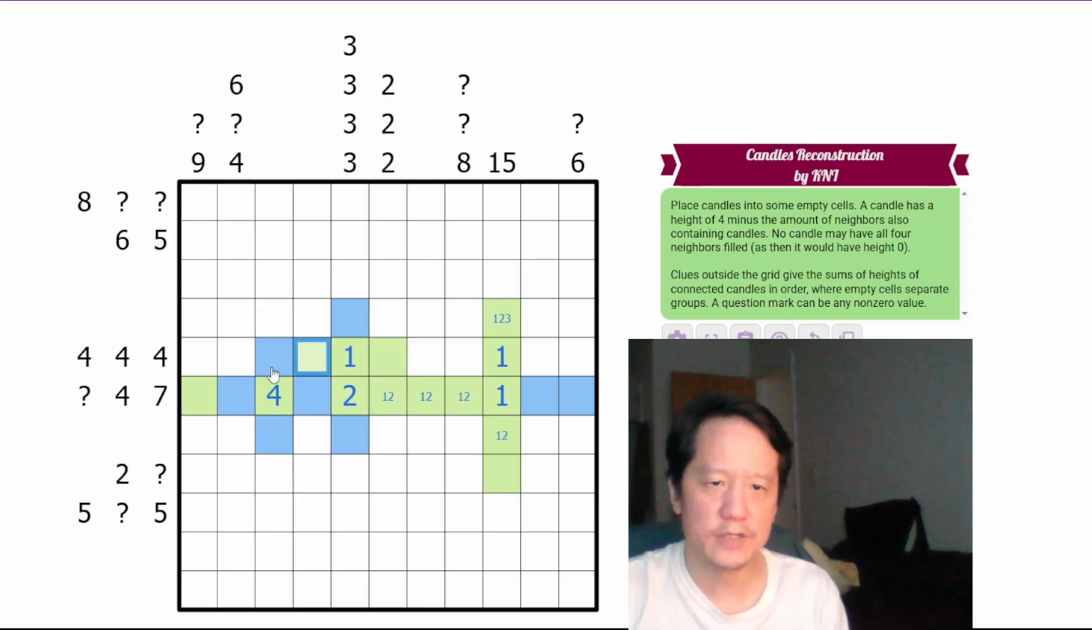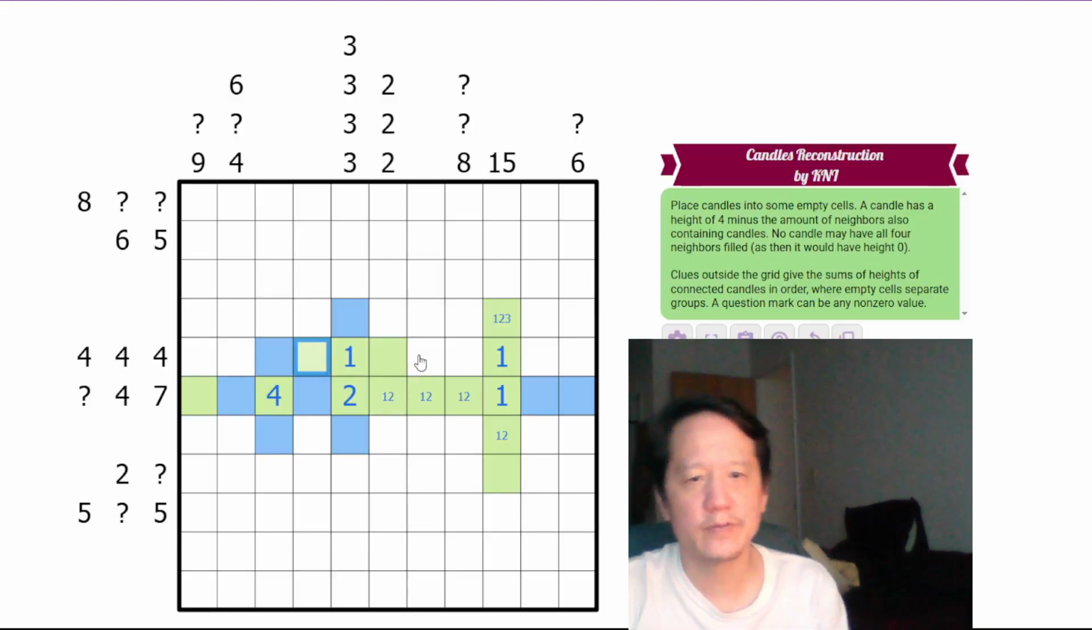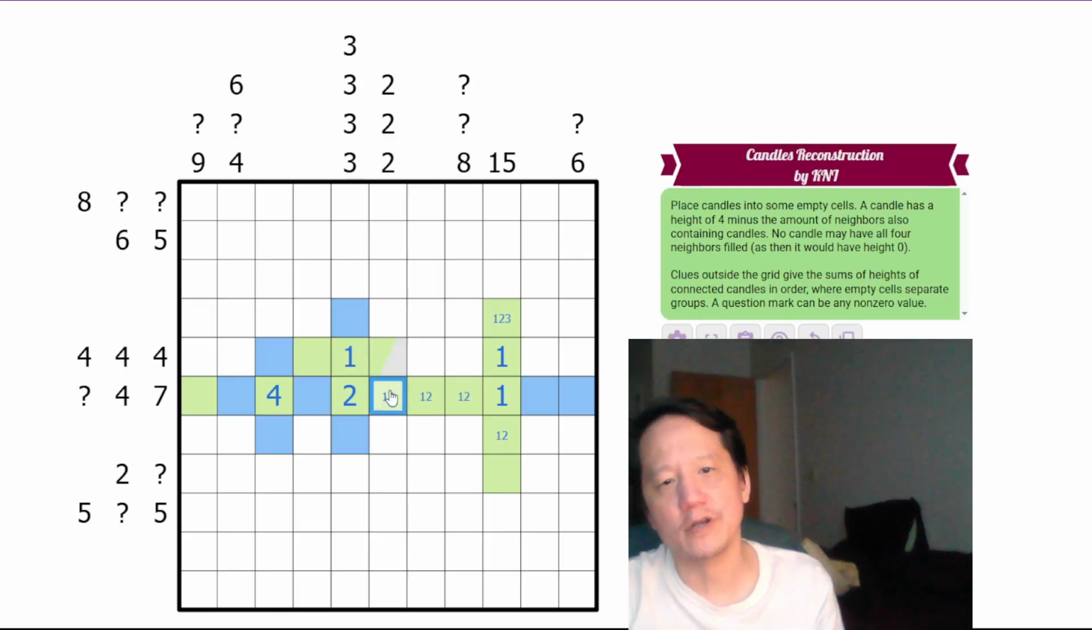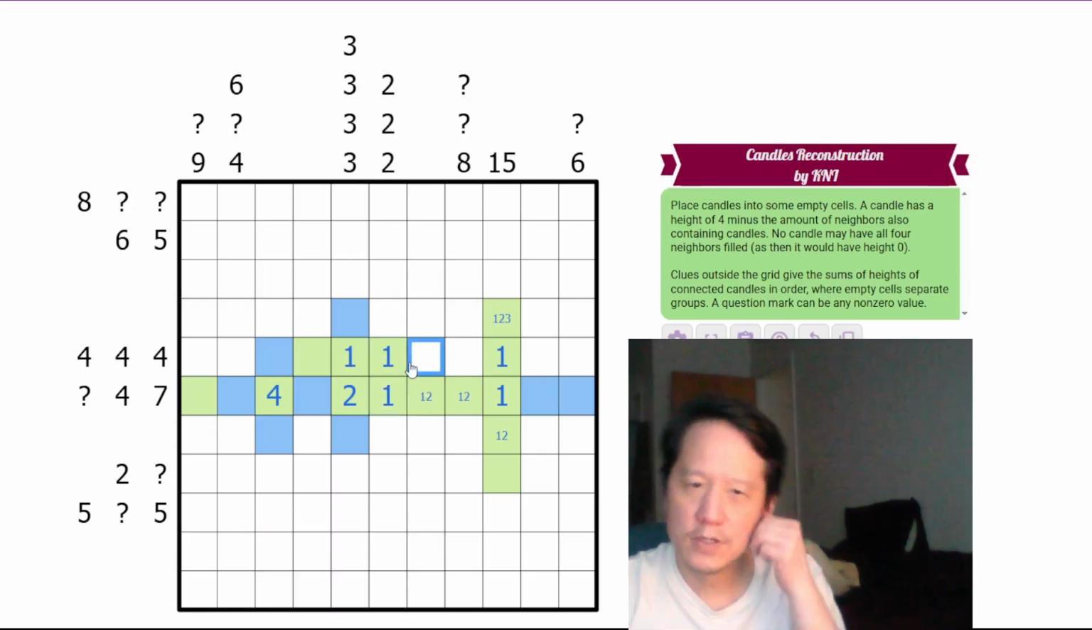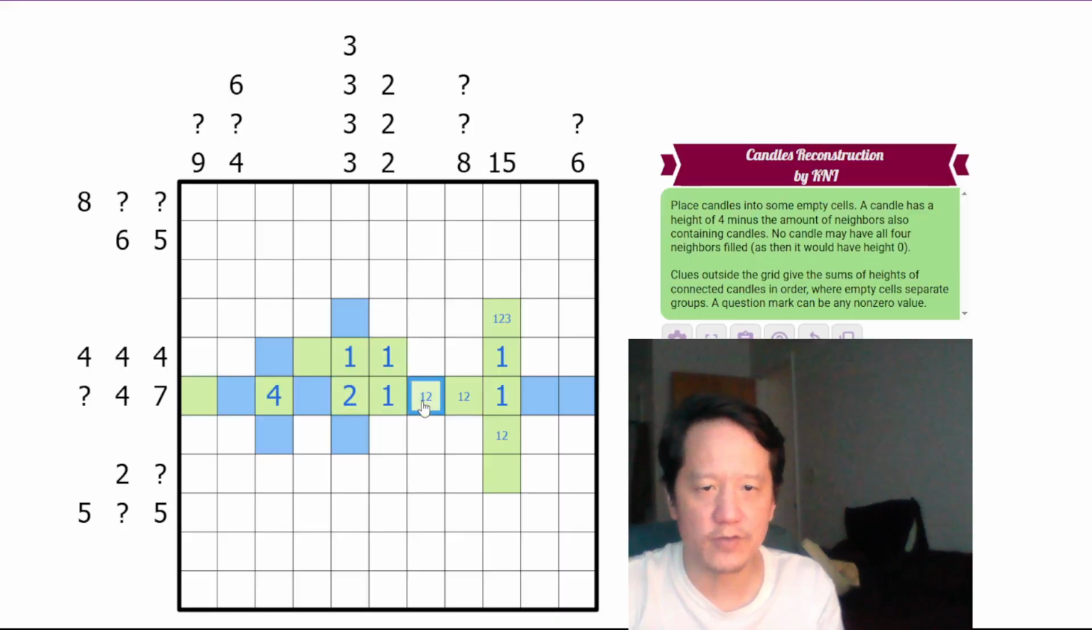Because this has two neighbors which don't have candles. Well, this would have to be 1 and 1 to add up to 2. Therefore, this has 3 neighbors which don't have candles, so that would be shaded this way. This would have to be shaded that way. That would be shaded that way. I guess that's possible. Then you have 1 there. This would be 1. That would be shaded. This would have to be 4 ones.